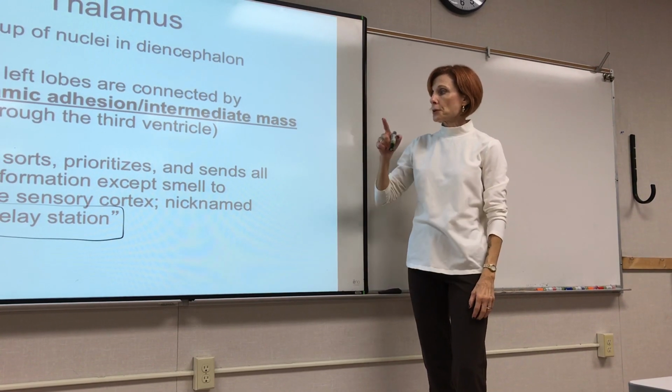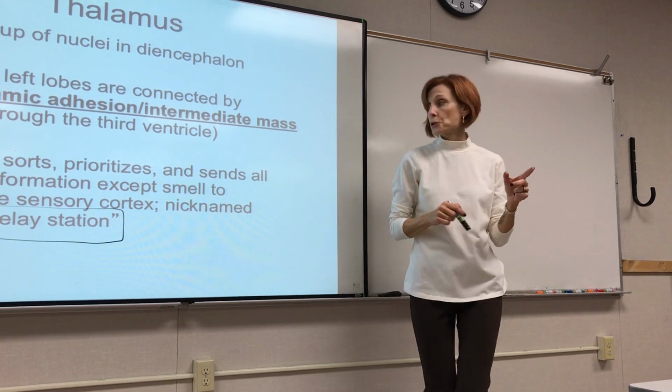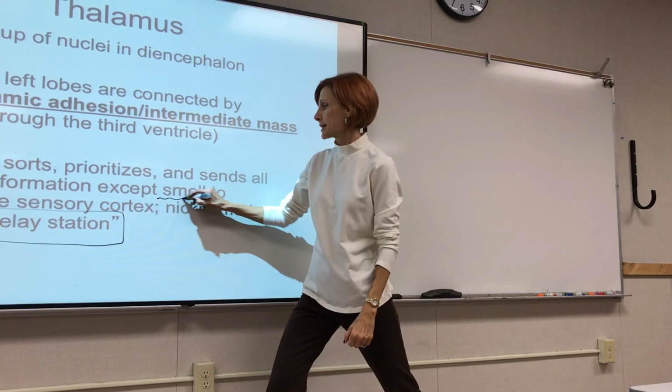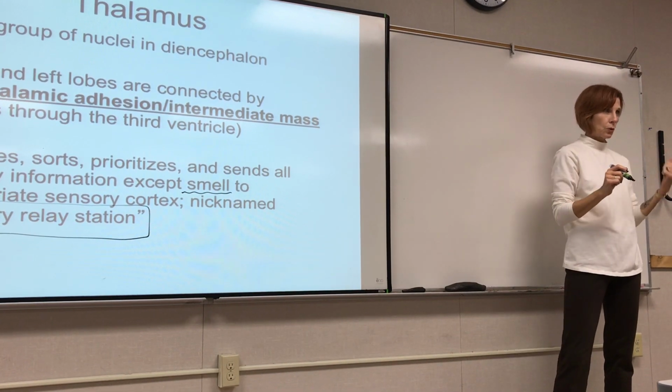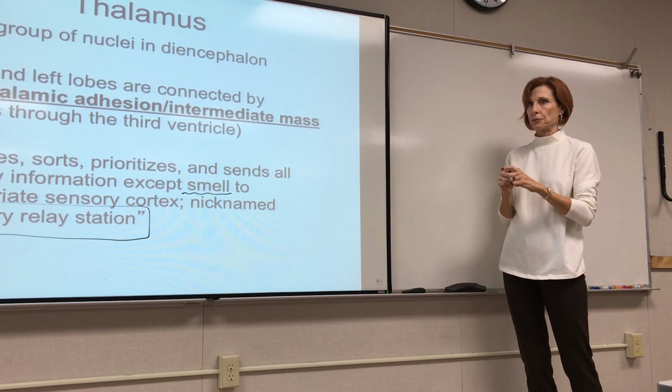Okay, so notice that the one type of sensory information it does not receive is smell. Smell is different. It goes directly back to its own cortex. It does not go to the thalamus first.